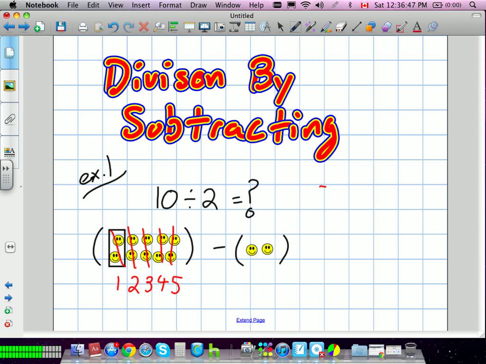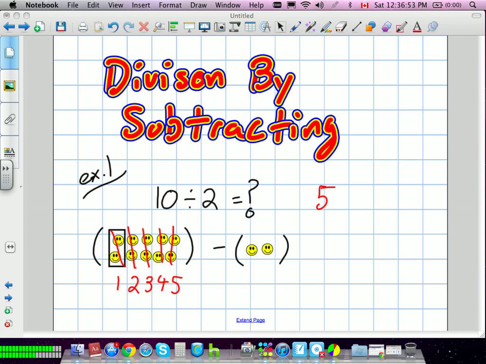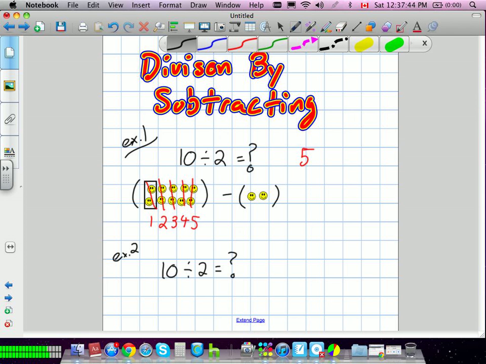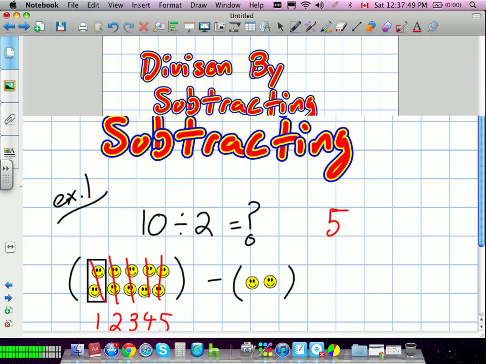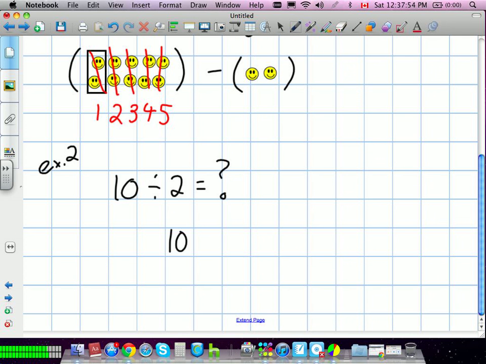Now, instead of using pictures, I want to show you using numbers. Same idea. We're going to call it example 2. Same numbers: 10 divided by 2. We already know the answer is going to be 5, right? This is using numbers. It's still subtraction during division, where we figure out how many times we can subtract the number 2, and we know it's going to be 5 times, but this is the process. We start with our number 10, and then we're going to subtract by 2.